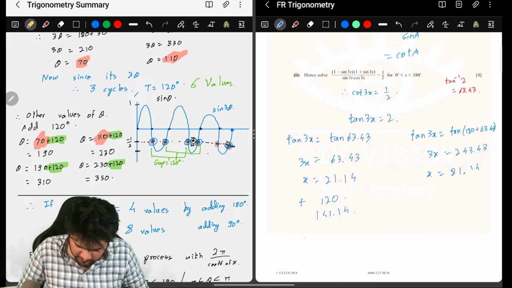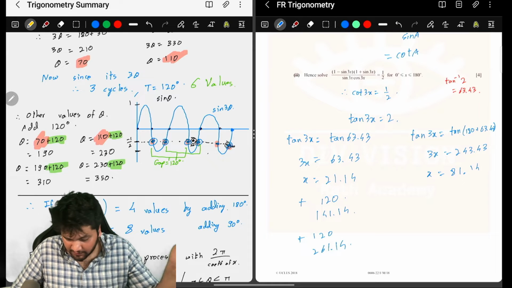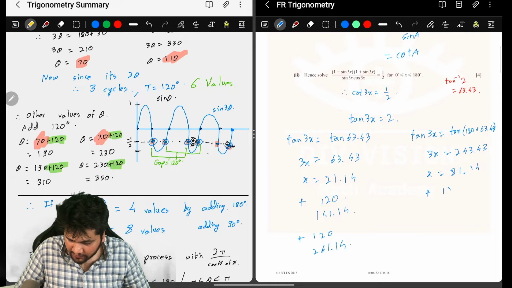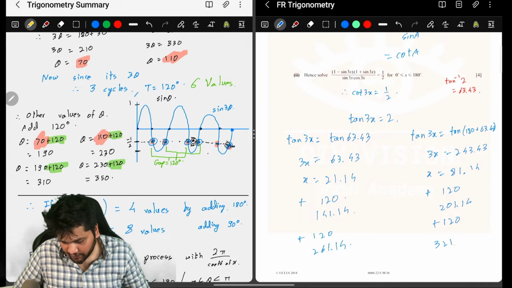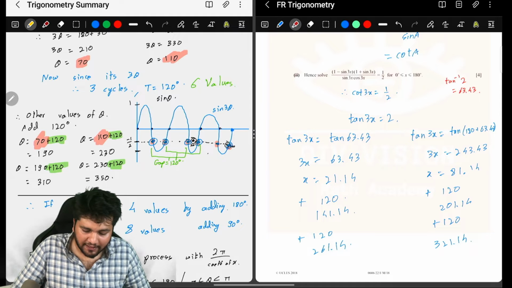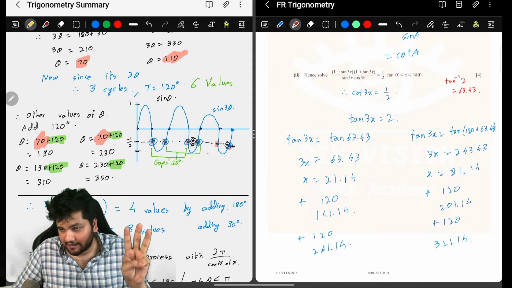And so this 141.14 is one of the values. Again, if I add 120, I'm getting 261.14. Okay, I'm just giving you an idea. Here also we are going to add 120, so I'll get 201.14. Again I'm going to add 120 and I'll get 321.14. These all values are valid, that is 6 values we will get, as it is 3x.